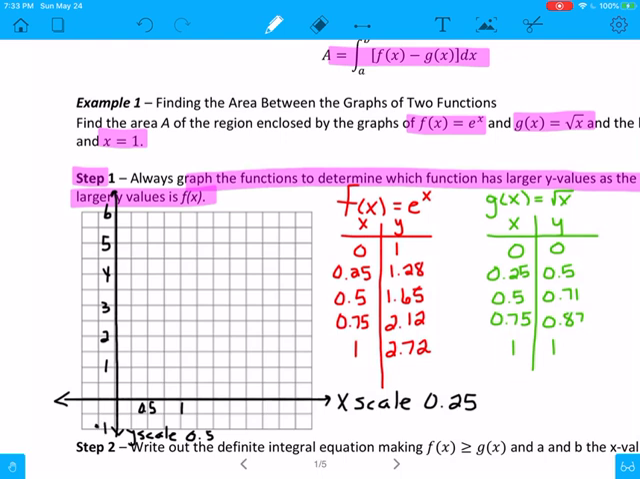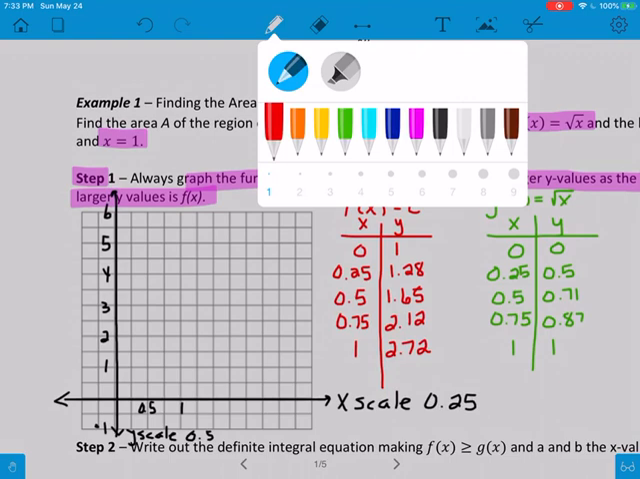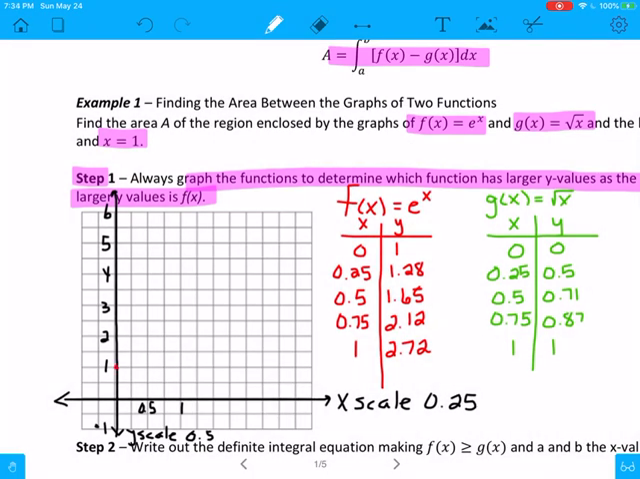Okay, so I'm going to sketch the red one first, which is the e to the x graph. So I have 0 and 1. This is where the sketching is going to get bad. 0.25 and 1.28.